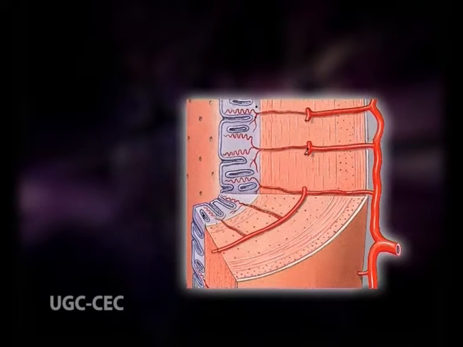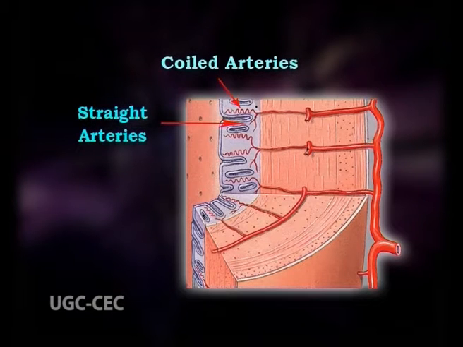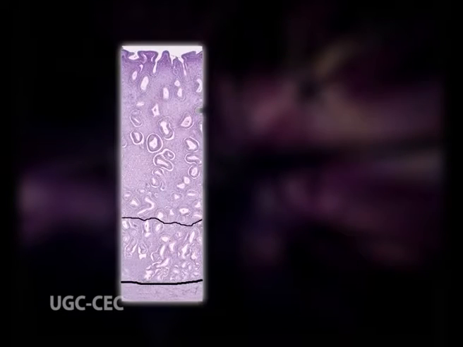Blood supply is from two types of arteries. First is coiled arteries and second is straight arteries. There are several layers of endometrium. First is stratum basalis. It is retained at menstruation. It functions as a regenerative zone for the functionalis after its rejection.